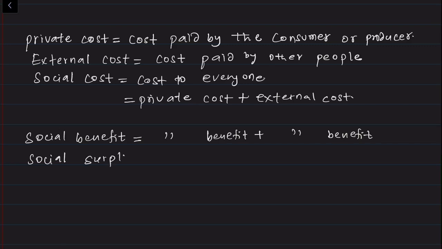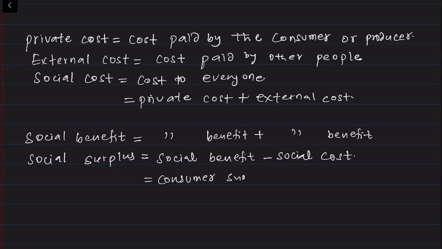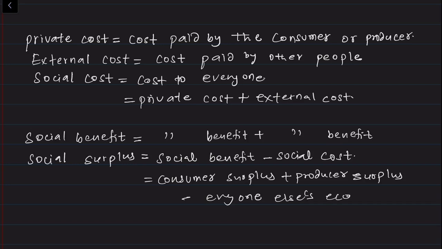Then we have social surplus. So this is social benefit minus social cost. We can also write this as consumer surplus plus producer surplus plus everyone else's economic surplus. Everyone else's economic surplus means the surplus generated by other market participants, okay?